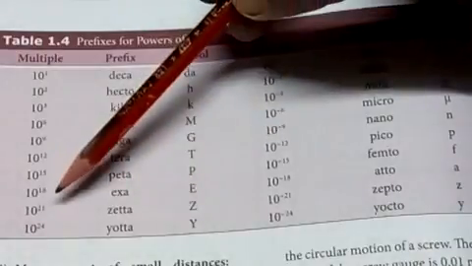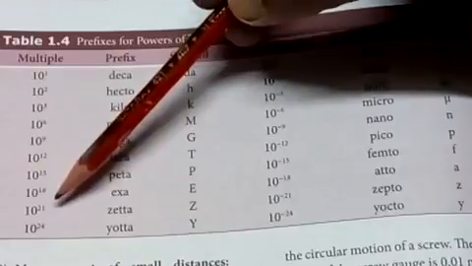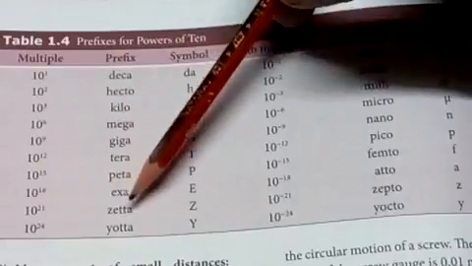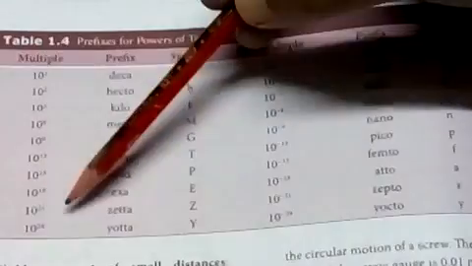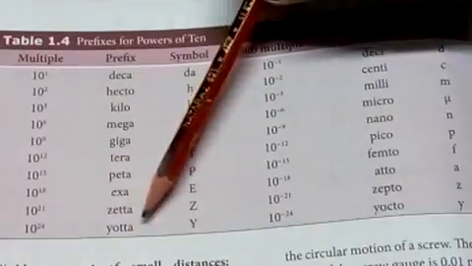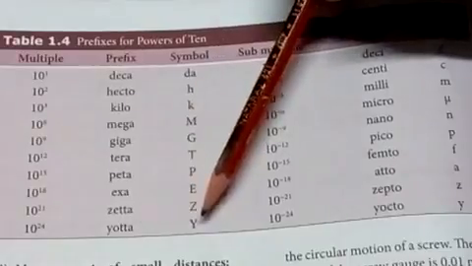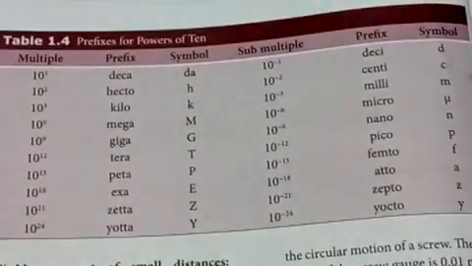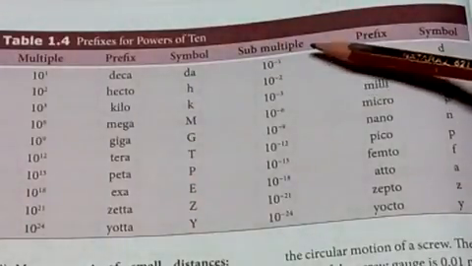10 power 21 is a very big positive quantity. 10 power 21, zetta, symbol is capital Z. Then 10 power 24, that is yotta, symbol is capital Y. Next we see submultiples. We'll go this side now. Submultiples mean small amounts.